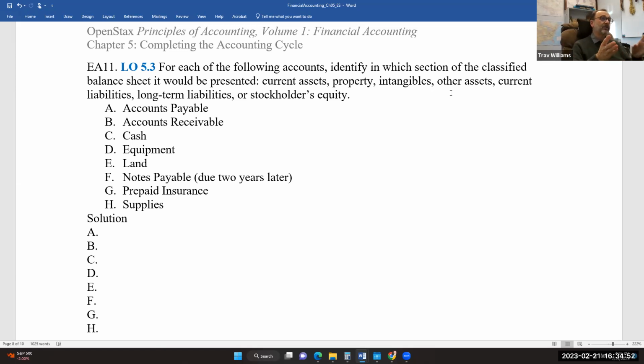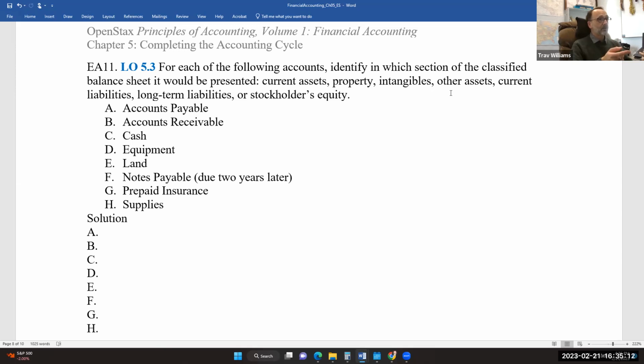So sometimes companies use that to determine what's current, or sometimes they'll use a year. In this class, we usually just go by a year. Okay, so a long way of saying that current assets are those that are going to be used up or could be turned into cash within a year.